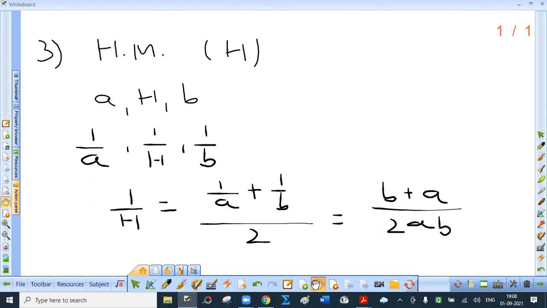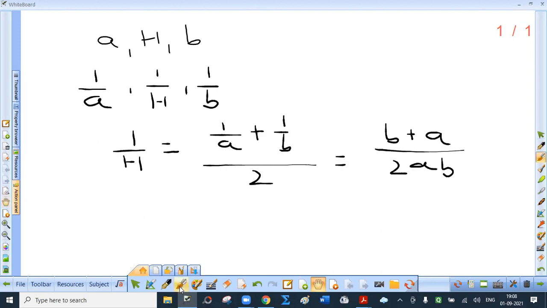But we are not interested in 1 upon H. We are interested in H. So take the reciprocal. So H is twice AB upon (A plus B). See, you have to remember this as a standard formula. So for any two numbers A and B, arithmetic mean is (A plus B) upon 2. Geometric mean is plus minus root AB. And harmonic mean is twice AB upon (A plus B). Is that clear?